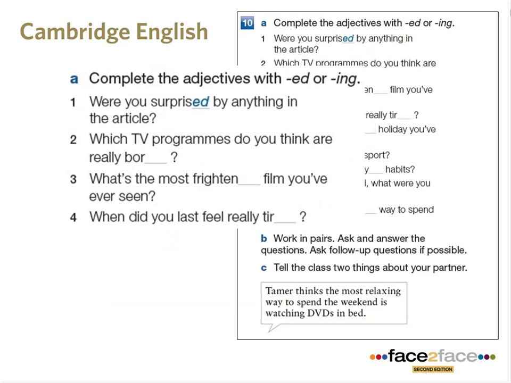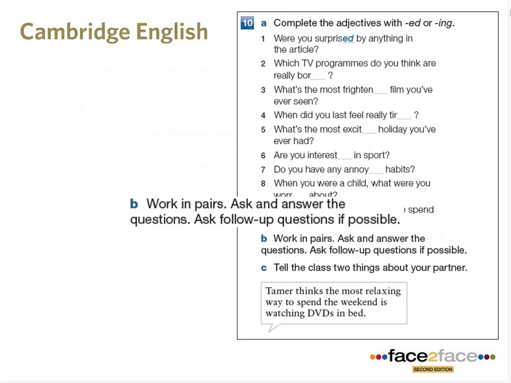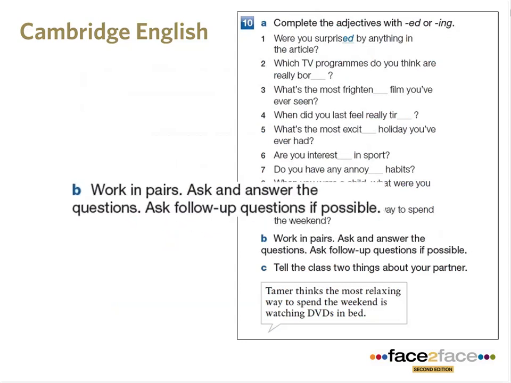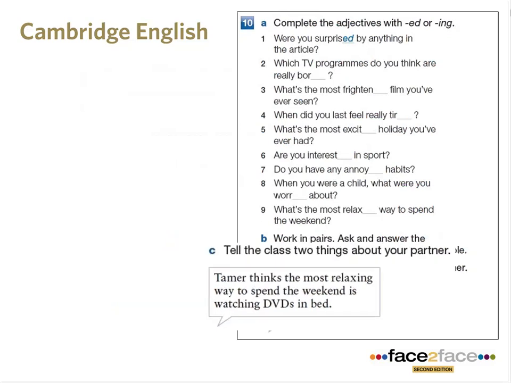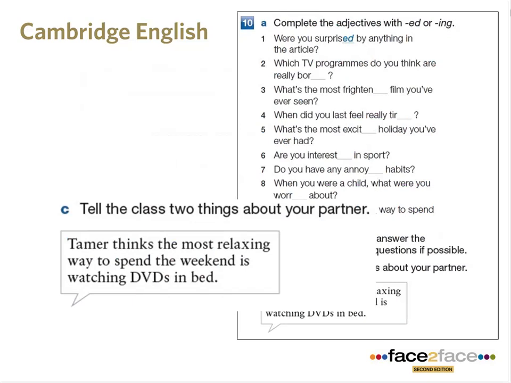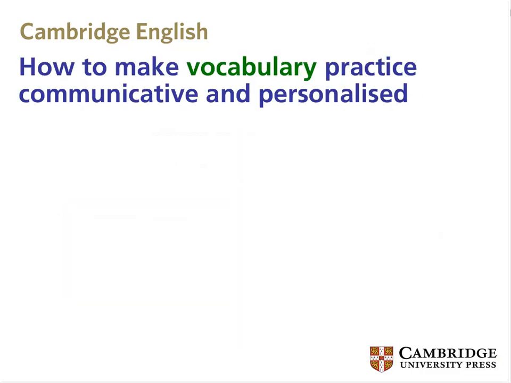you can immediately put students in pairs, get them to ask and answer the questions. So they're saying the words and giving their own opinions. So it immediately goes from a fairly standard heads-down gap fill to a communicative speaking activity. And then we invite them to tell the class a couple of things they found out about their partner. So this is how we can make vocabulary practice more communicative and personalized.